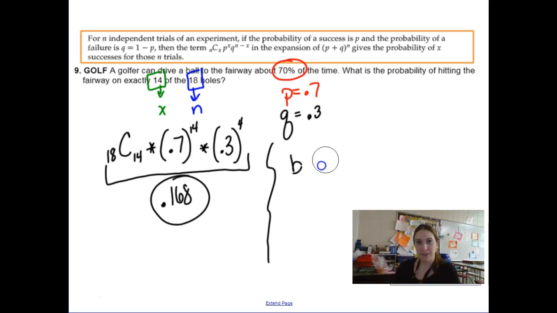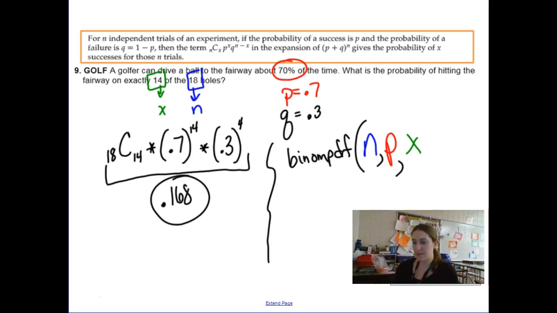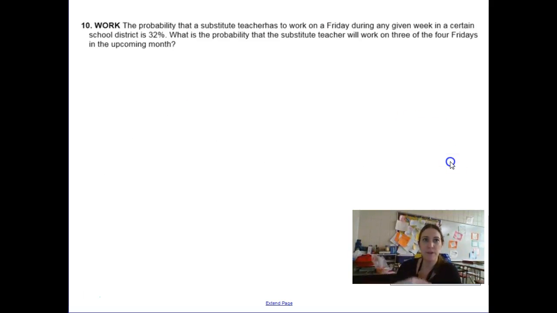Oh my, I can't write. I think it abbreviates binom PDF. And then it goes in the order of this: n, the number of trials, comma, probability of success, comma, and then X successes. It has to be written in that order on the older calculators. Newer calculators, you just kind of read and figure it out. Either way, same answer. So from here on out, I'm going to be using that binomial PDF feature on my calculator because I think it's smooth.